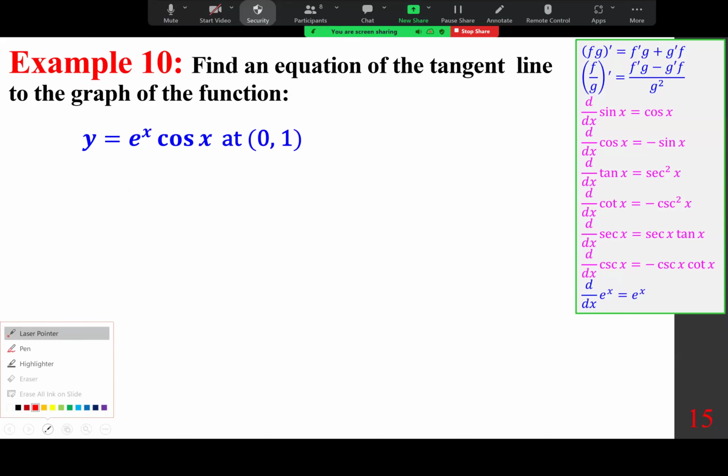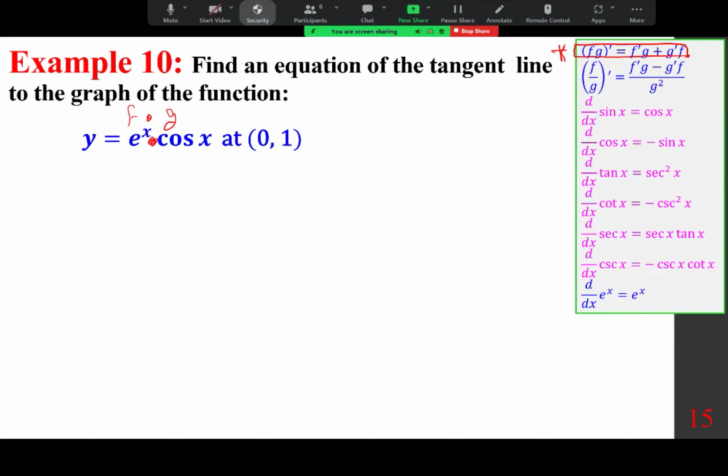To do so, I'm going to put a raised dot in between and call this f times g, and I'm going to use the product rule. So immediately, I'm going to write the shorthand notation of the product rule. (fg)' is f prime g plus g prime f, and I'm going to use it. If you get in the habit of doing that, not only do you memorize the formulas faster, differentiation becomes a lot faster than writing d/dx of this and d/dx of that.